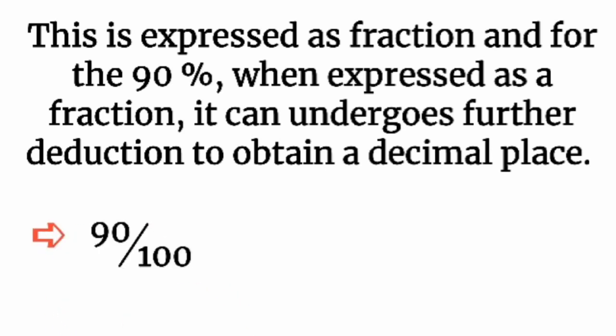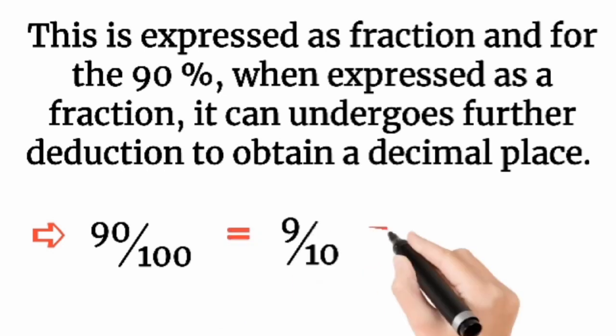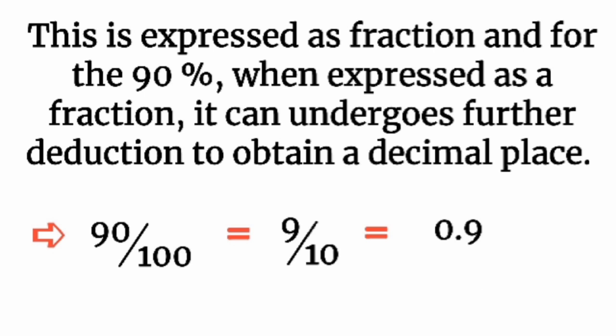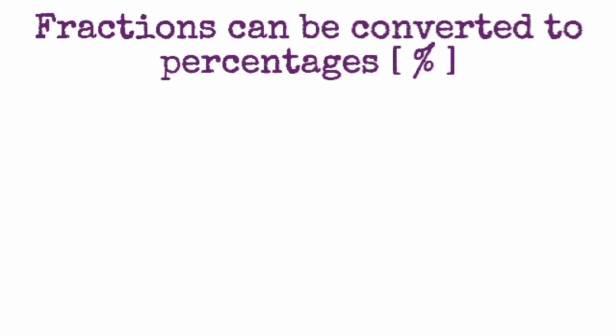Let's check this out. We have our 90 over 100, which is the same as 90%. Therefore, 9 over 10 will be our fraction. But in this case, since the 10 has only 1 zero, we will move only 1 place to have 1 decimal place, so it is 0.9.